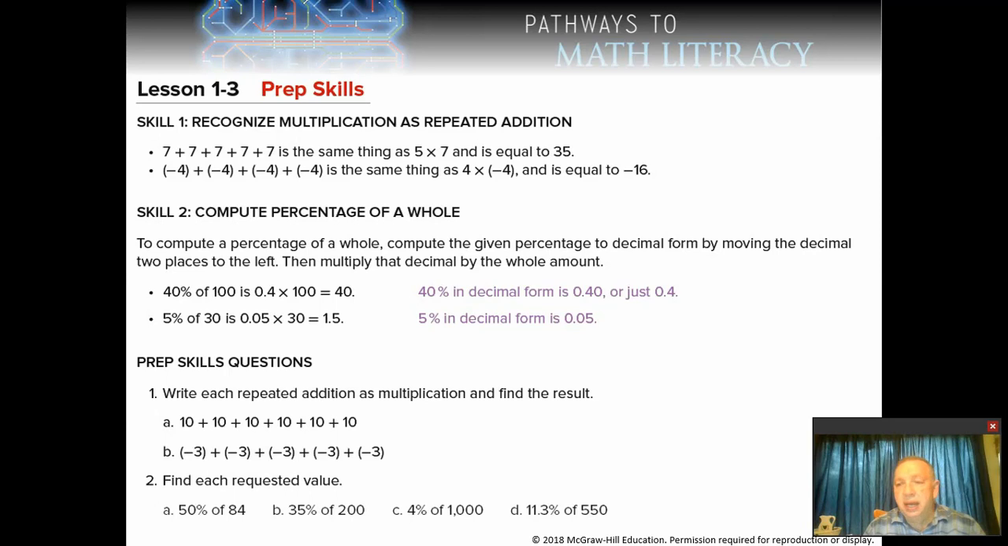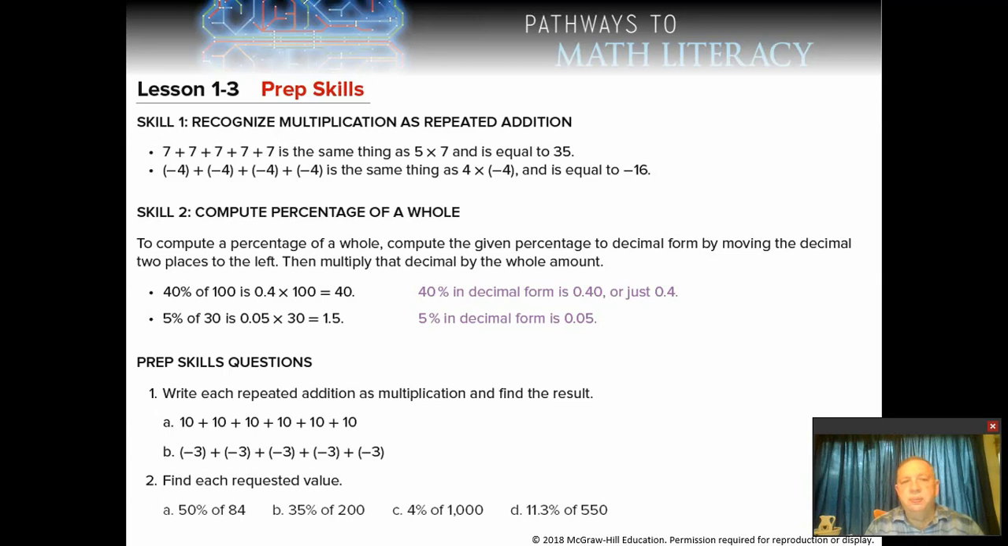If I'm doing signed arithmetic, -4 plus -4 plus -4 plus -4, there are four of those. They're the same thing. 4 times -4 is equal to -16. The very same thing if I did -4 minus 4 is -8, plus -4 is -12, -4 is -16.